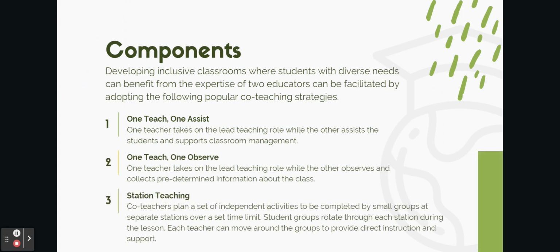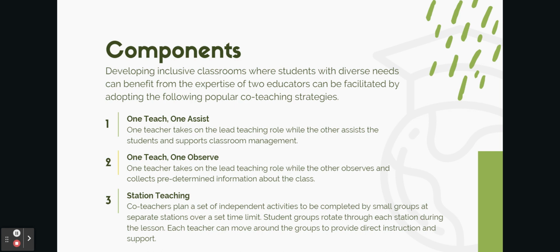What are the components? Developing inclusive classrooms where students with diverse needs can benefit from the expertise of two educators can be adopted by following popular co-teaching strategies, and there are 6 in all. First one, teach, one assist. One teacher takes on the lead teaching role while the other assists the students in support of classroom management.